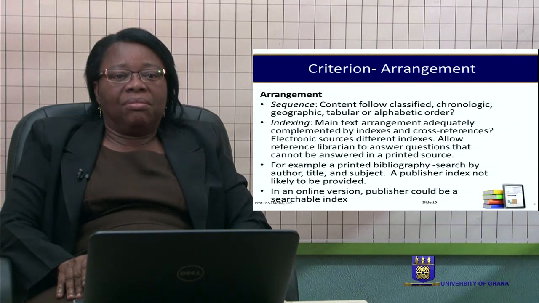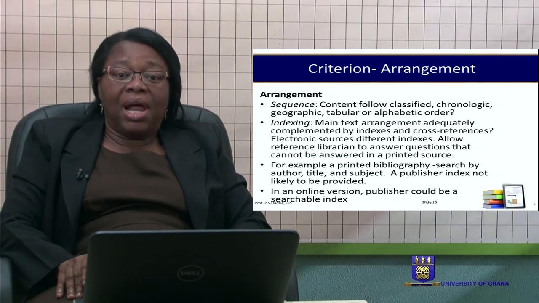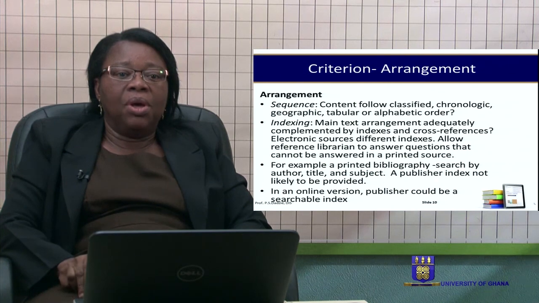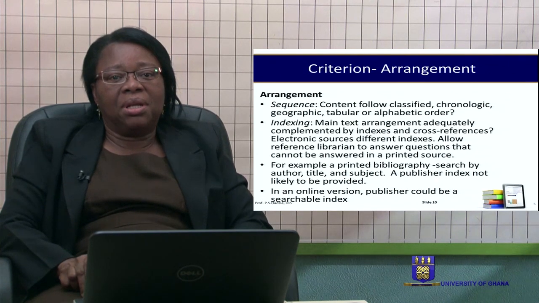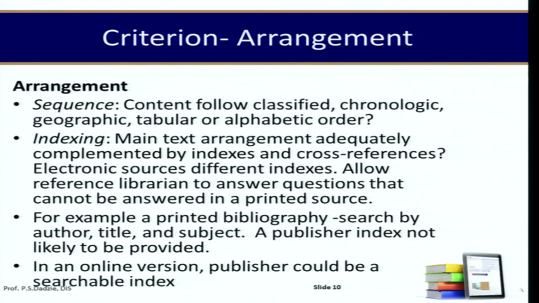Arrangement in a print material is very easy. You just confirm what sequence there is and also whether there is indexing. With the online version, and this is one plus for online versions, all online versions are searchable. So you don't really need any arrangement in the online version because you just need to type in your keyword and it gives you the information. So this particular criterion is very irrelevant to online versions when we are doing the selection and evaluation, because they are searchable anyway.